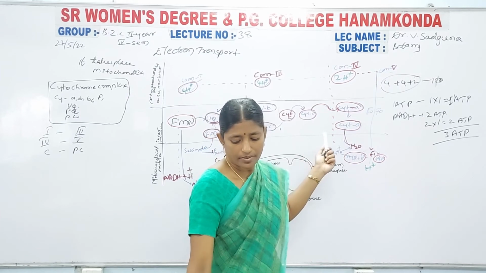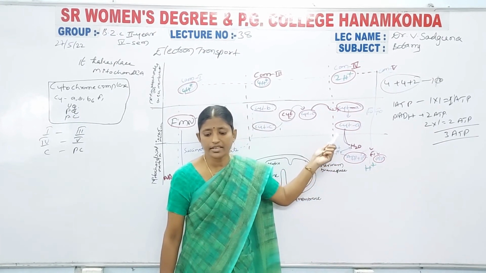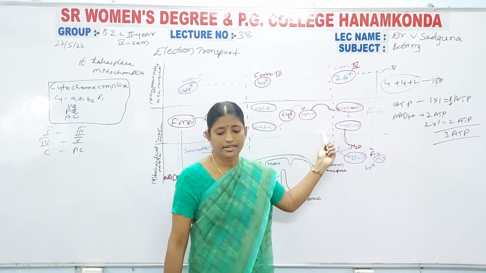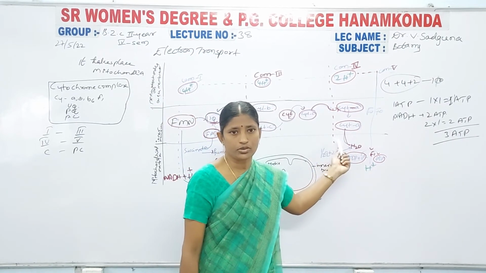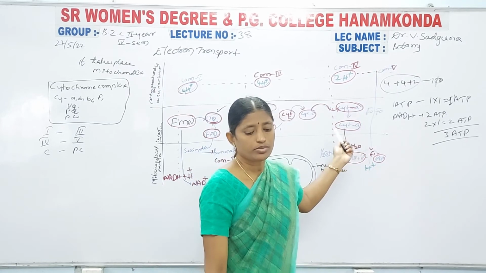Then the cytochrome, the copper-containing proteins, this complex transfers electrons to reduce cytochrome C.